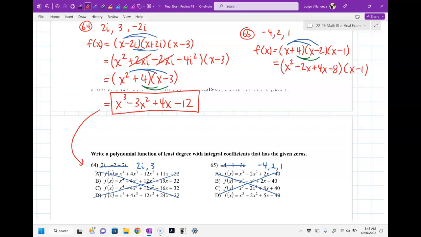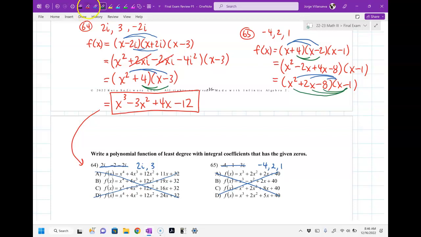So I'm going to combine the stuff on the inside. That's x squared plus 2x minus 8 times x minus 1. And then I'm going to multiply again. I'm going to multiply everything out one more time here. So this x is going to go times those three terms, and then my negative 1 is going to go times these three terms.